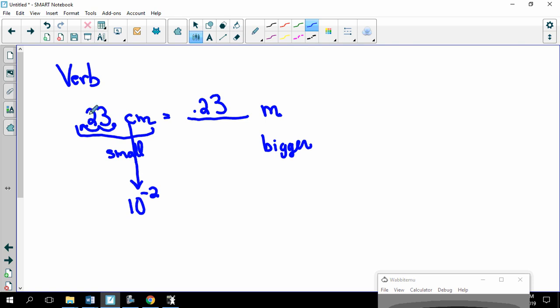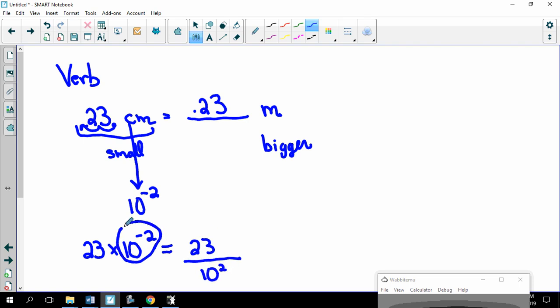So another explanation would be, well, if you want to go from centimeters to meters, you multiply it by 10 to the minus 2. Well, that is really, 10 to the negative 2 means divide by 10 squared. That's really what it means. And that's 23 divided by 100. And now maybe you know to move it over by 2 and get that.